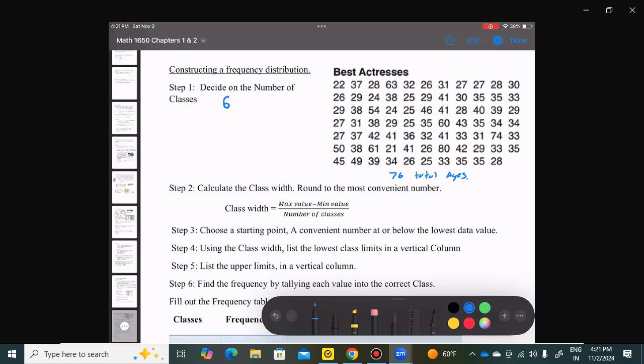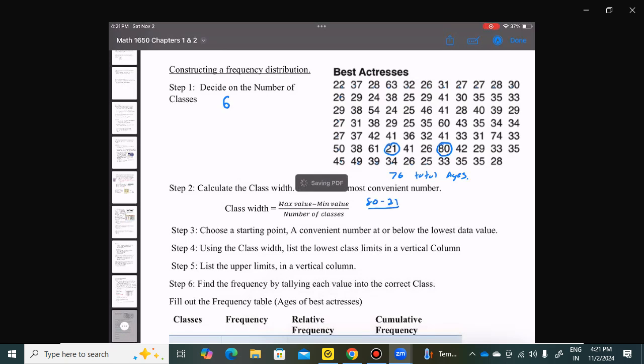Then we gotta find the class width. So we're going to look at the minimum value here, which is 21. It may happen a couple times, but that's where it is, at least once. And the highest number is 80. So that's your max and your min. We're going to subtract these and divide by the number of classes we choose.